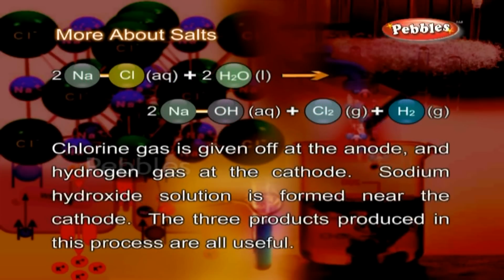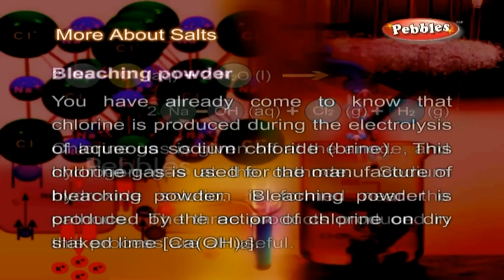2NaCl (aq) + 2H2O (l) gives 2NaOH (aq) + Cl2 (g) + H2 (g). Chlorine gas is given off at the anode and hydrogen gas at the cathode. Sodium hydroxide solution is formed near the cathode. The three products produced in this process are all useful.